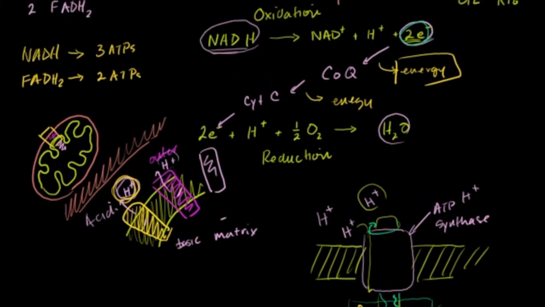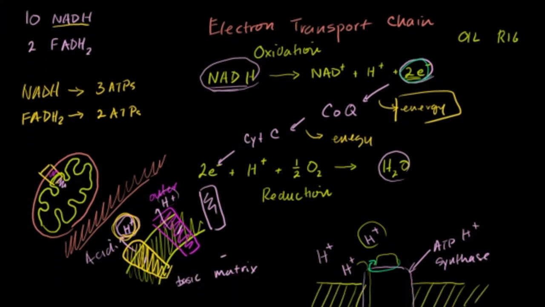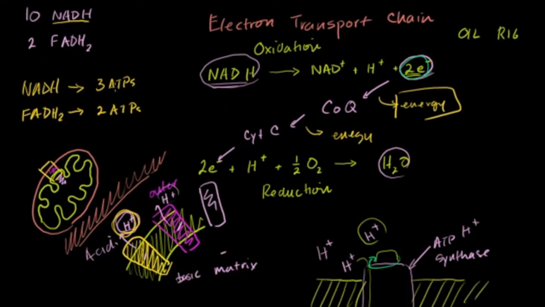So just like we said in the past, on average, each NADH is going to produce 3 ATPs. Not directly. It produces enough of a gradient of hydrogen protons to produce 3 ATPs in the ATP synthase. And each FADH2, on average, produces enough of a hydrogen gradient to produce 2 ATPs. So if we come in with 10 NADH, they're going to produce, in this ideal world, 30 ATP. And then our 2 FADH2s are going to produce 4 ATP.